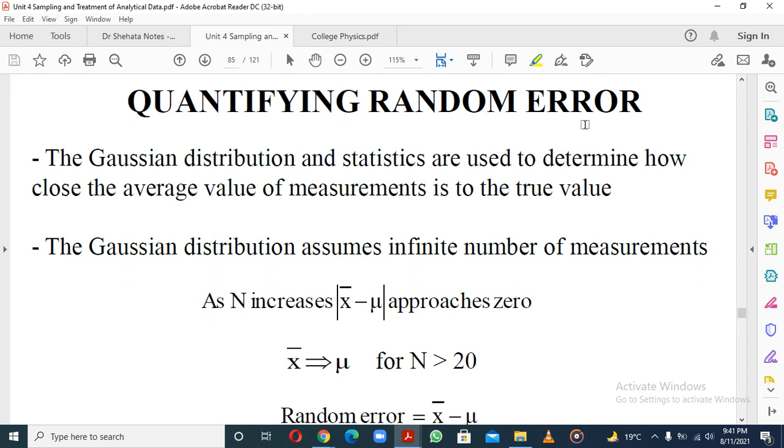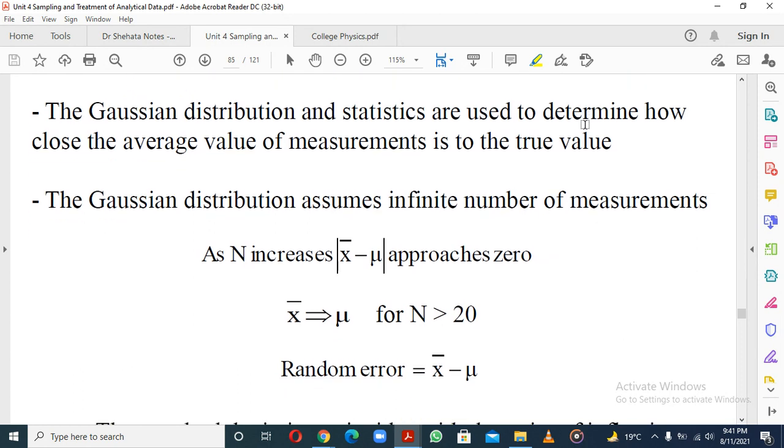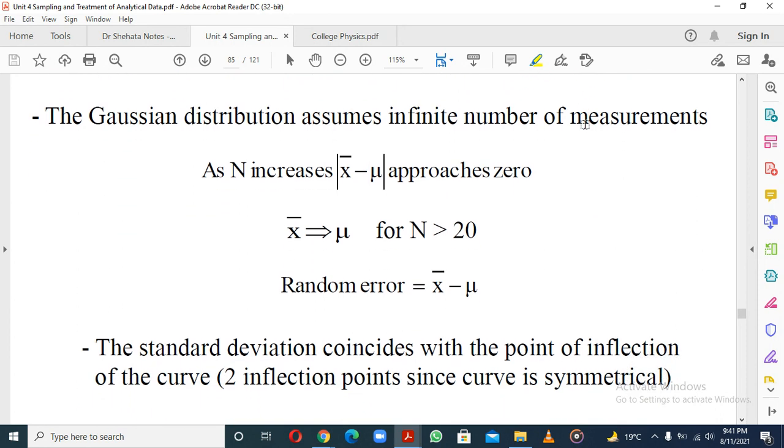The Gaussian distribution, which is that curve we've talked about, and statistics are used to determine how close the average value of measurements is to the true value. The Gaussian distribution assumes an infinite number of measurements. So what they're basically saying here is that you assume an infinite number of measurements, so you can use this for maybe sensors.